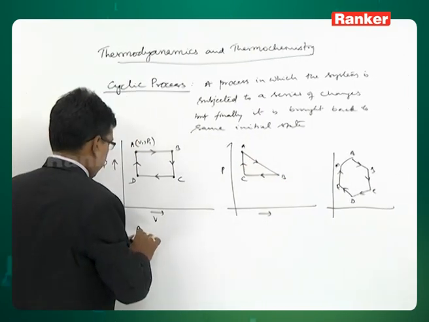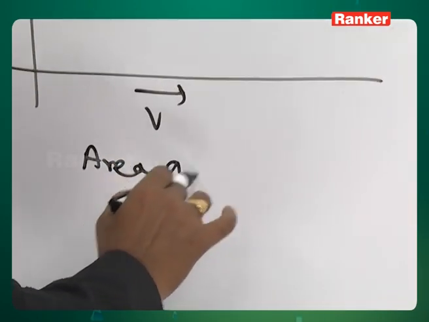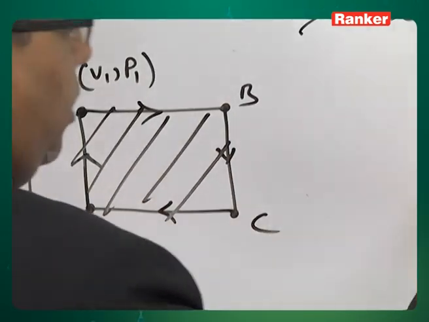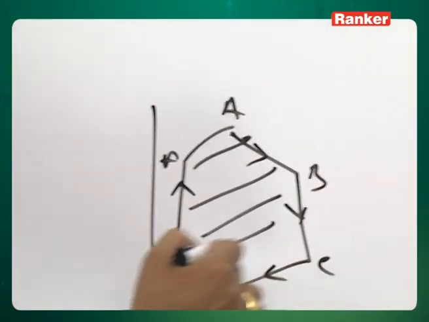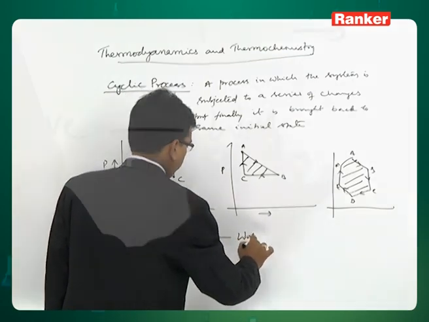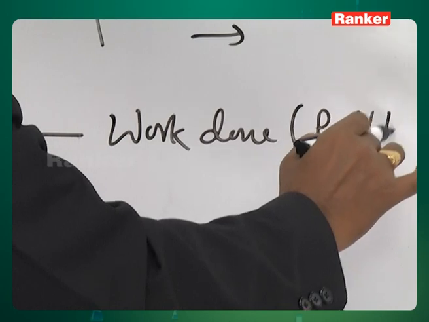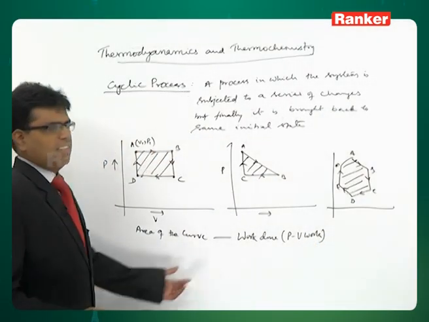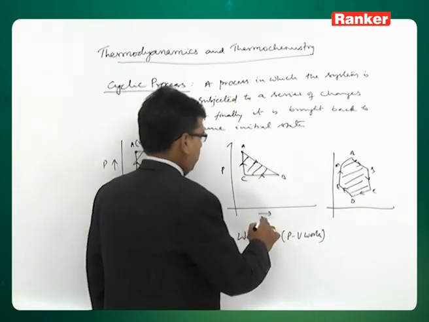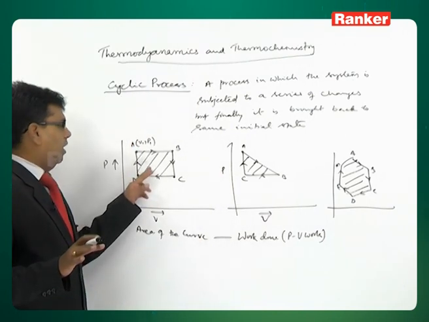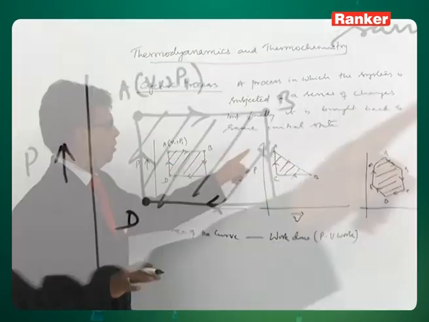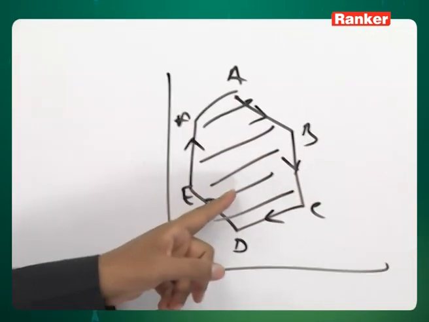And the area under the curve, the area of the curve, this area of the curve is equal to the work done, the PV work. This again, in the first law of thermodynamics, we will say more clearly why it is equal to work done, what exactly this PV work is, but whatever it is, it is as simple as this. Here you are taking a 4-step process, here a 3-step process, here a 6-step process.